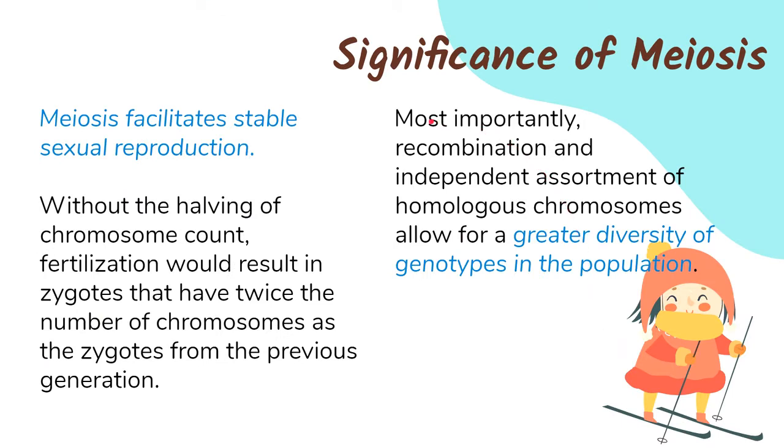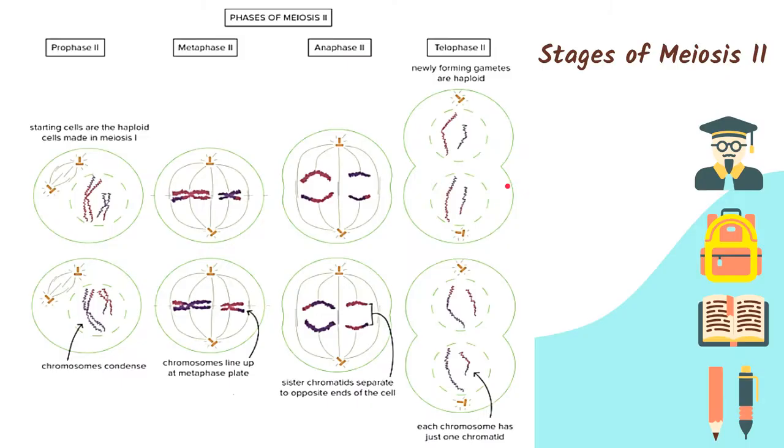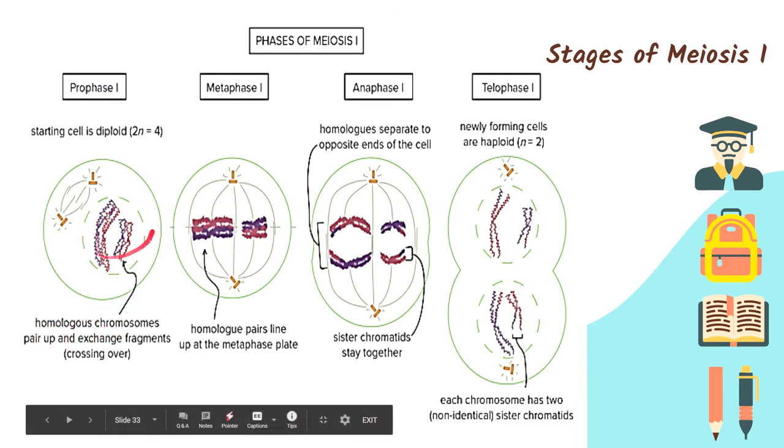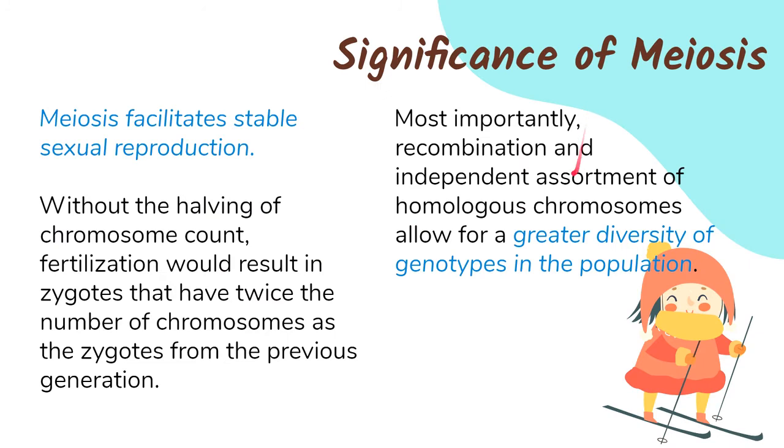Okay. So another thing, because of recombination, because of the crossing over that happens here, the exchange of genetic material, recombination and independent assortment of homologous chromosomes allow for greater diversity of genotypes or genes in a population. So this is again the reason why we are not clones of each other. Products of sexual reproduction are not clones, but they are genetically unique from each other. Okay? And this allows us better survival.